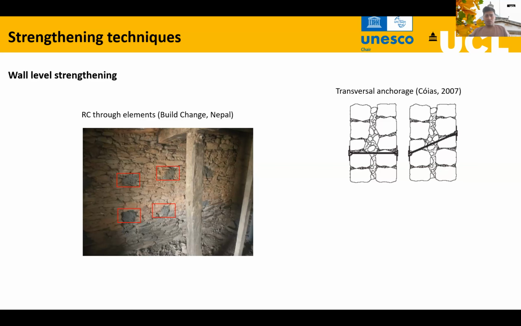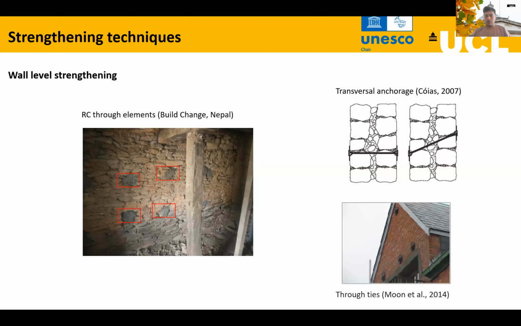And similar to this, there are transversal anchors, through elements again, made of steel only, and they are locked from the two sides, as you can see in these examples. And these have been used in both stone and brick masonry.